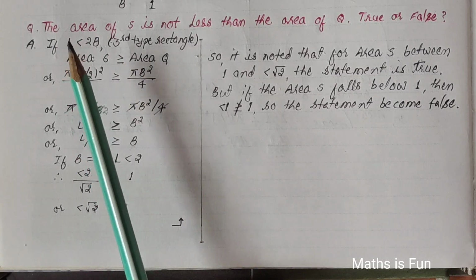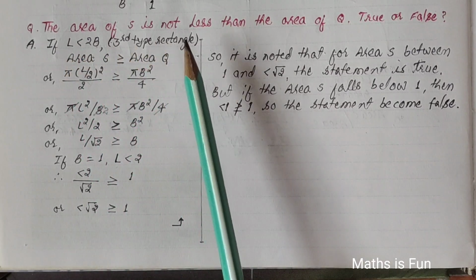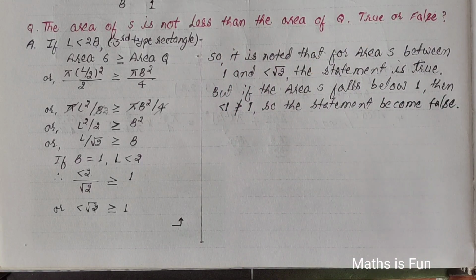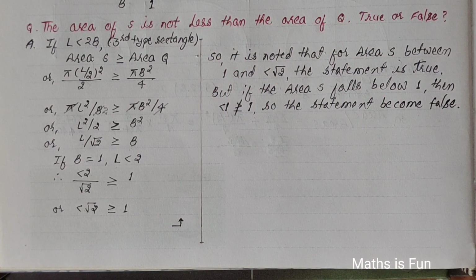So our answer to this question is that the statement, the area of S is not less than the area of Q, can be both true and false. It depends on the length and breadth of the rectangle.